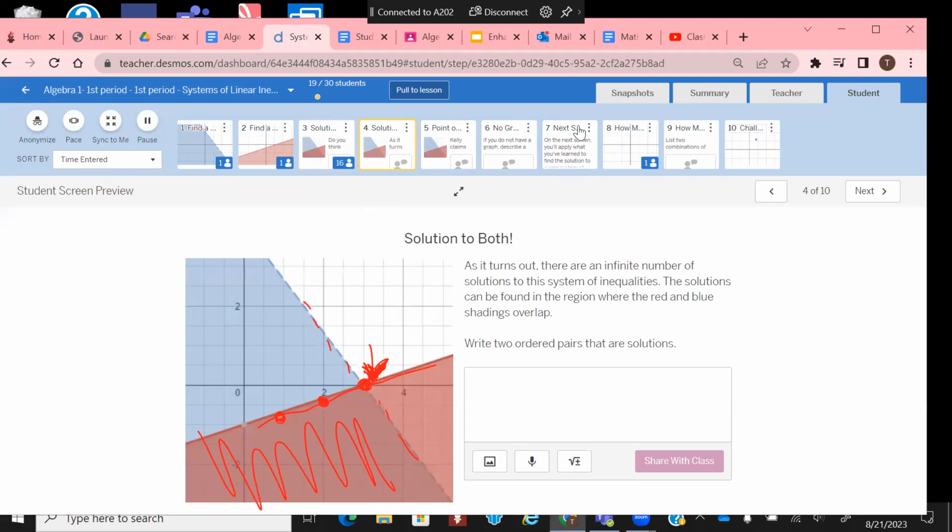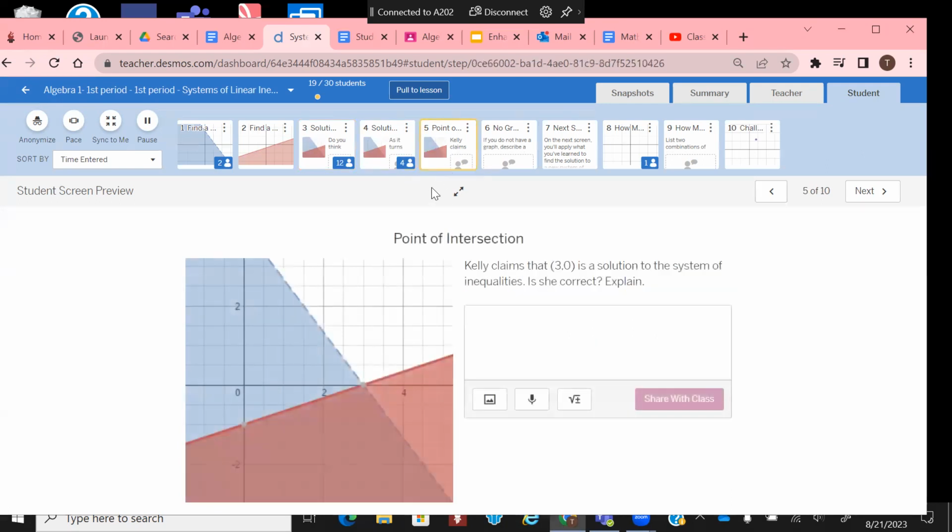All right, so go ahead and just pick 2 ordered pairs and put them on slide number 4. And then go ahead and answer slide number 5. So answer slides 4 and 5.